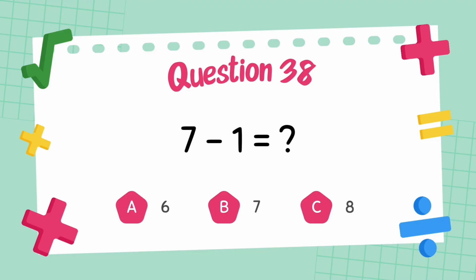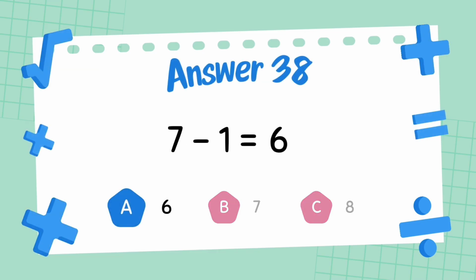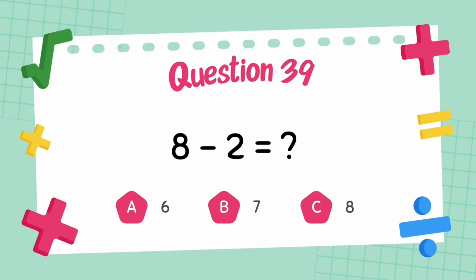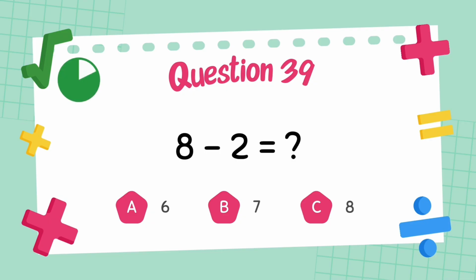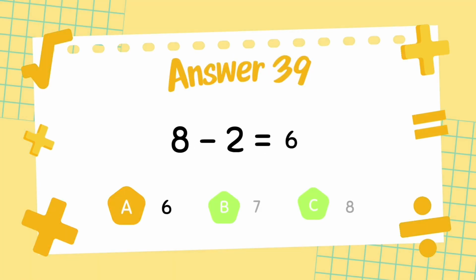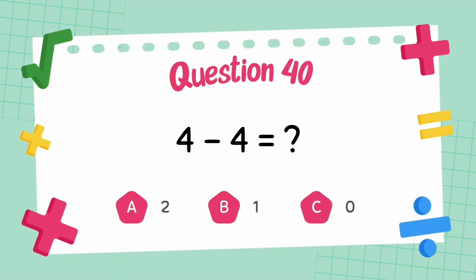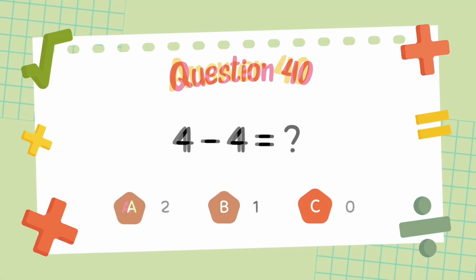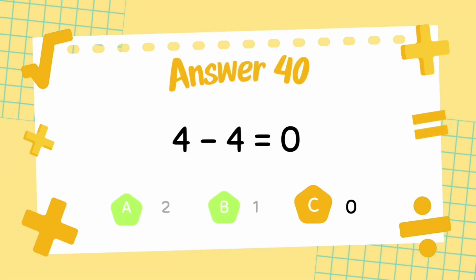What is 7 minus 1? The answer is 6. What is 8 minus 2? The answer is 6. What is 4 minus 4? The answer is 0.